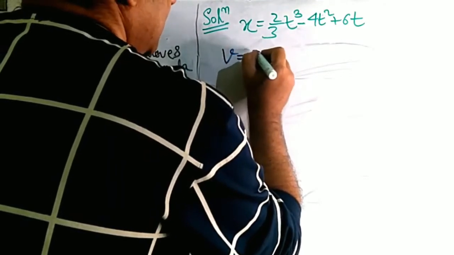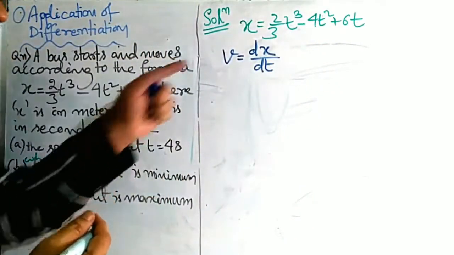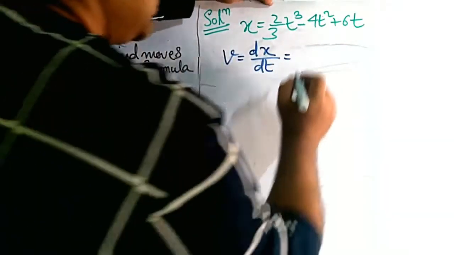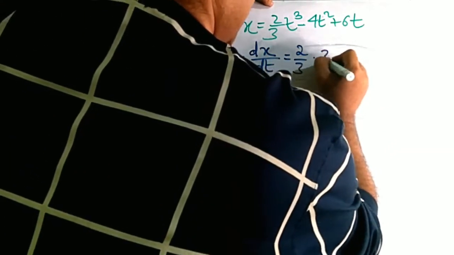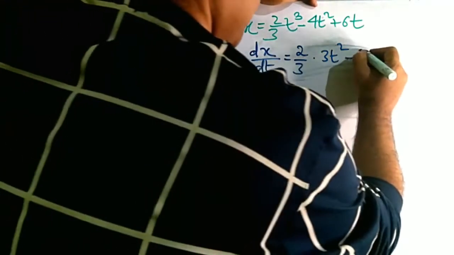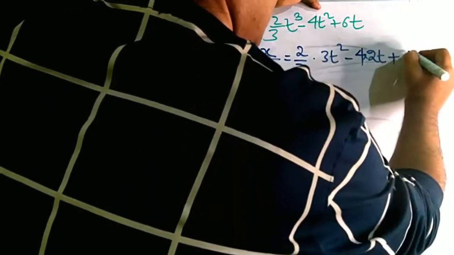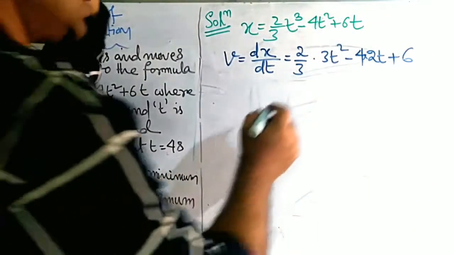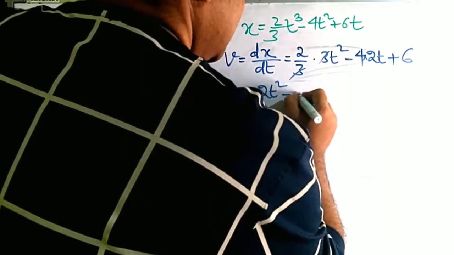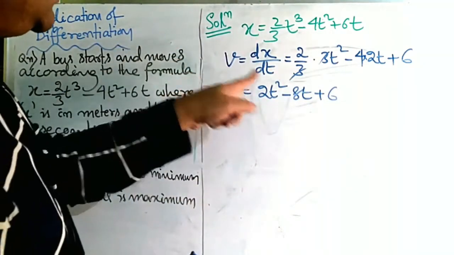Speed is nothing but differentiation of displacement with respect to time, right? Rate of change of displacement with respect to time, dx by dt. Now this you can find out directly. 2 by 3 multiplied by 3t square. We have learned these things. I am directly writing minus 4 times 2t plus 6. 6t's differentiation is 6. So 3 got cancelled. So what we can write is 2t square minus 8t plus 6. This is the formula for velocity in terms of t.